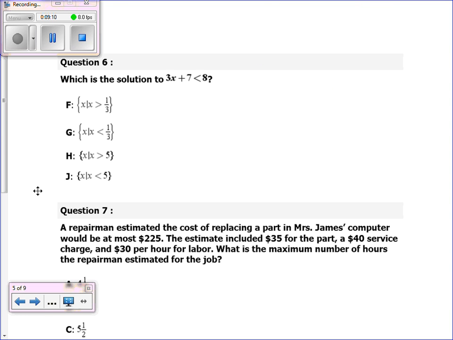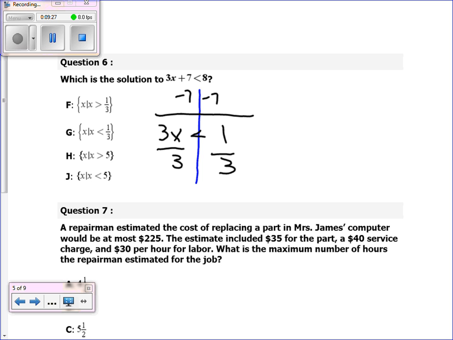All right, here we go with number 6. So let's go ahead and bring down that inequality sign again. And we're going to minus 7 on both sides. We're going to have 3x is less than 1 and divide both sides by 3. I don't see any negatives. I don't have to worry about switching the direction of my inequality sign. And I'm going to get that x is less than 1/3. So again, our answers are in set builder notation here, and our final answer looks like it is choice G.